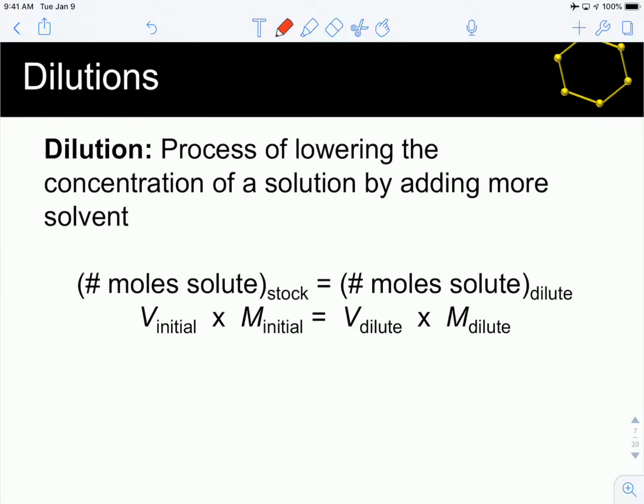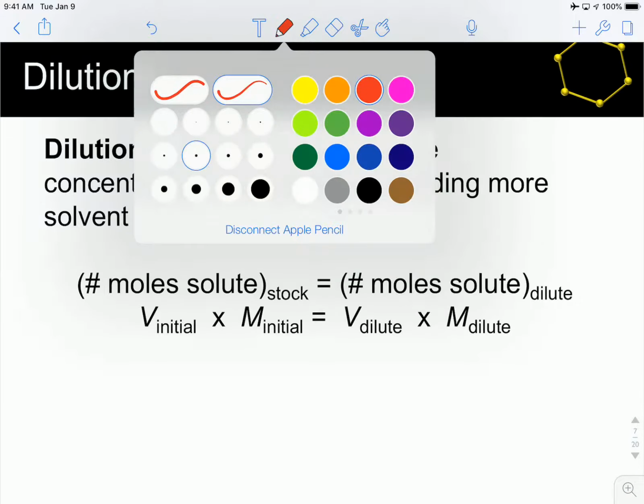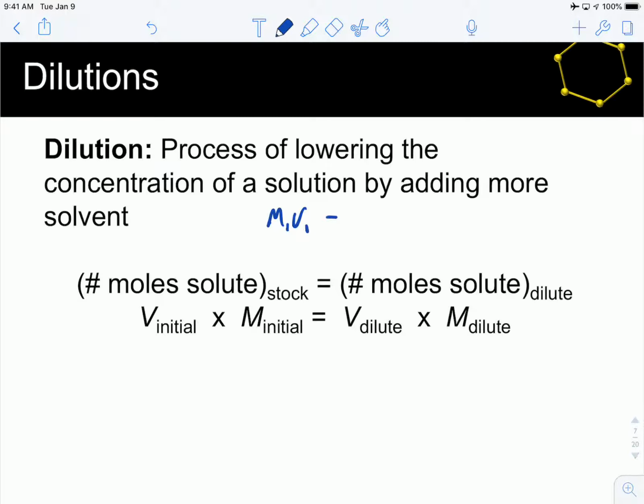Dilutions, you might have done this in lab already. This is the one where some people write it as M1V1 equals M2V2. Some people use concentrated and dilute instead of 1 and 2. Some people use initial with I's and some people use F for final. It doesn't really matter. Just realize that the volume times the molarity, where the units for molarity are moles per liter, means if I'm multiplying by liters, I'm getting moles.